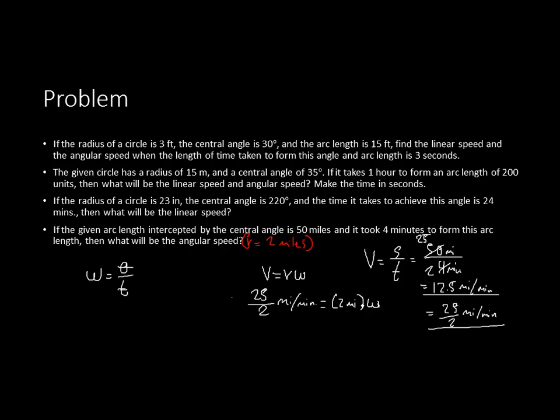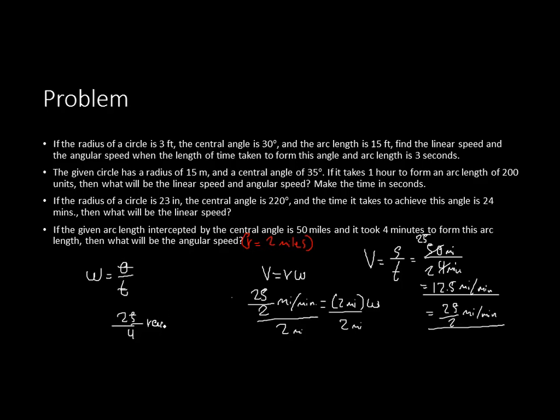So if we have only one variable that is missing while the rest are given, we can find that value. All we need to do is just make it alone. So to find our W, we will make it alone, right? So we will divide both sides by 2 miles. So as a result, you have 25 all over what?